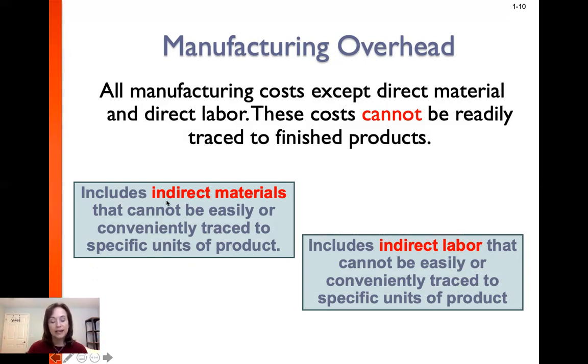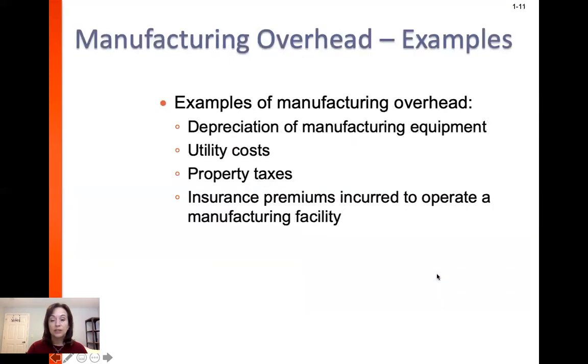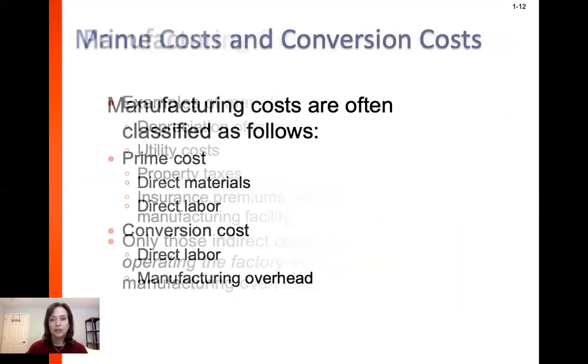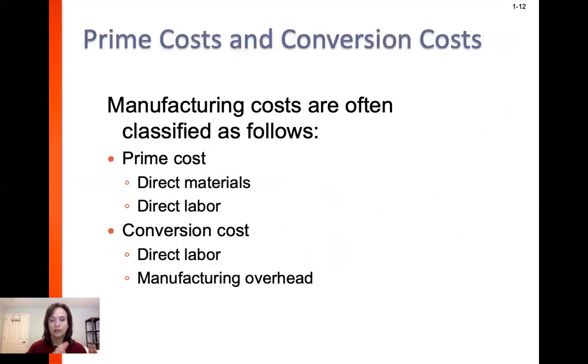So what fits in there? Indirect materials like the grease that I was talking about, indirect labor like a supervisor at the factory or a janitor at the factory. So these are all people that are involved with production but aren't hands on making it. And then here are some other examples of manufacturing overhead. So basically, any of your factory costs that don't fit into materials and don't fit into labor, we're going to put into this category. So those are all of your manufacturing costs: direct materials, direct labor, manufacturing overhead.